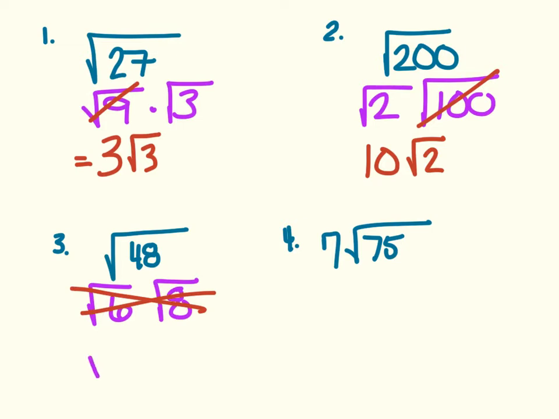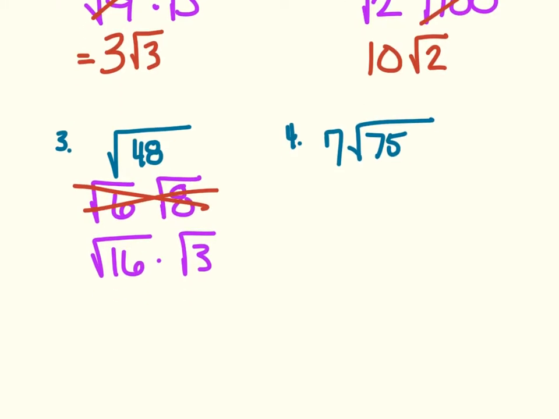Looking at those perfect squares, I'm going to say 16 times 3 multiplies to 48. Now, this is a better option because I know the square root of 16 is 4, and I don't know the square root of 3. So again, I can't stress enough, make sure it's somebody you know.